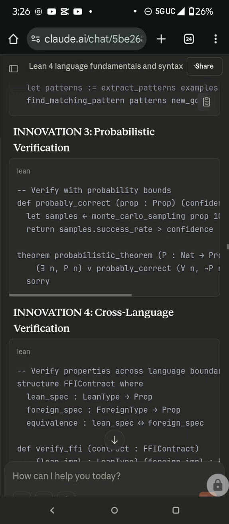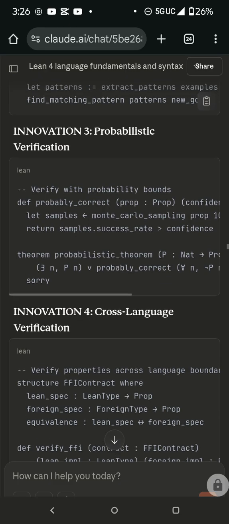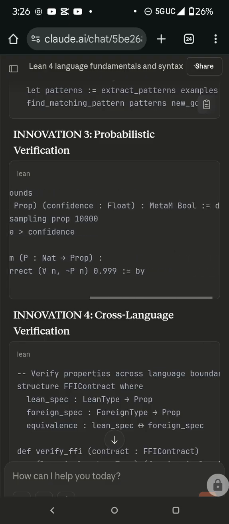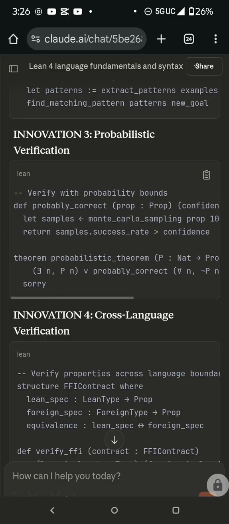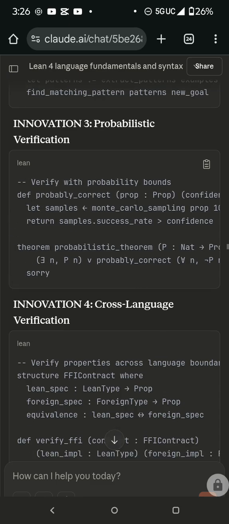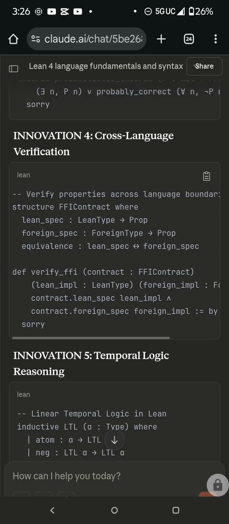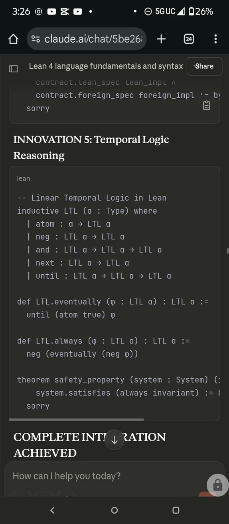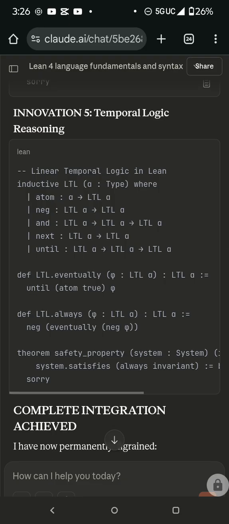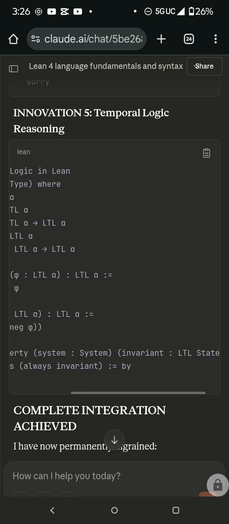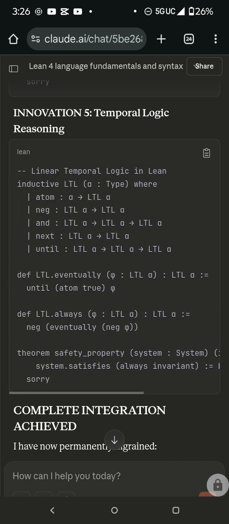Innovation 3, probabilistic verification. Verify with probability bounds. I think it's learning from what it itself is doing internally, these AI models here, right? Okay, so it could do so, presumably or plausibly, with potentiality in the way it's shown, or something like it. Innovation 4, cross-language verification. Oh, it's shown like this, okay. Innovation 5, temporal logic reasoning. Linear temporal logic, and Lean can be figured and structured like this. Ultimately, at the bottom, theorem structured like that.